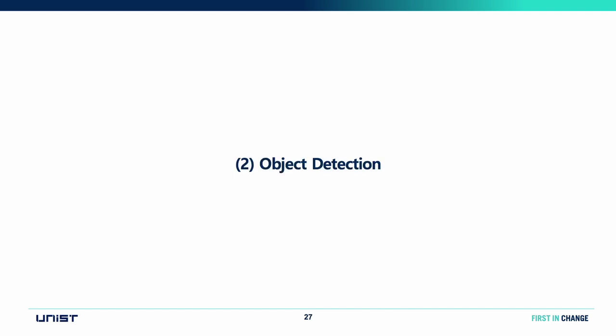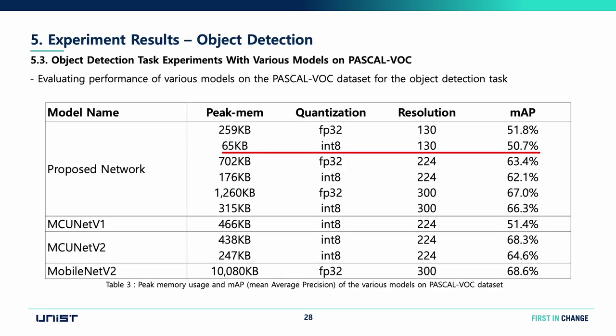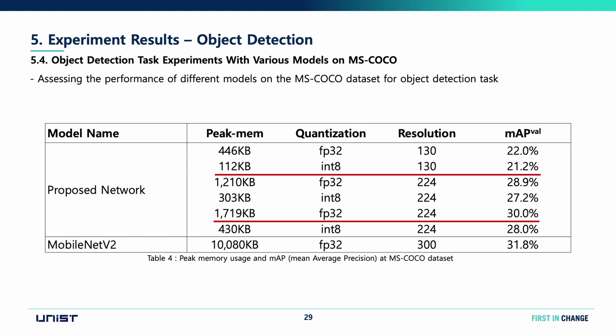Now, let me explain the results about object detection. For the object detection task, we have made experiments using the Pascal VOC and MS COCO datasets, and these results are by using Pascal VOC. And as can be seen, our network has the lowest peak memory, which is 65 KB, with a comparable mAP score.